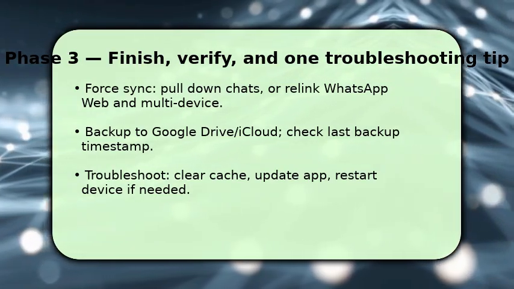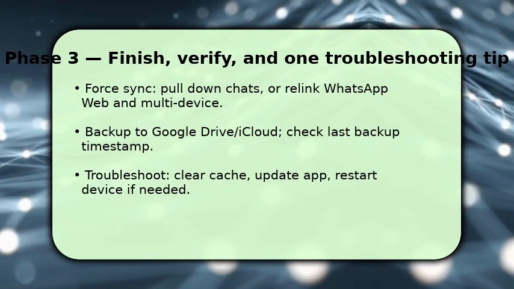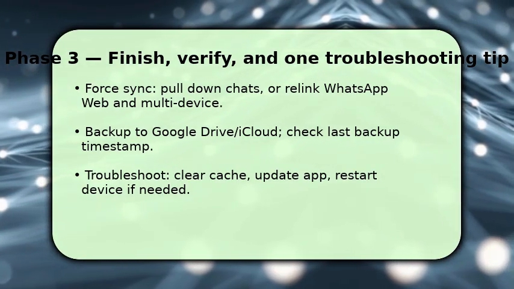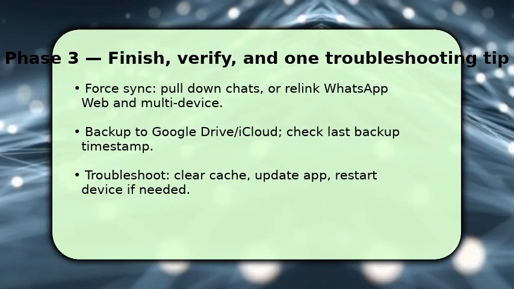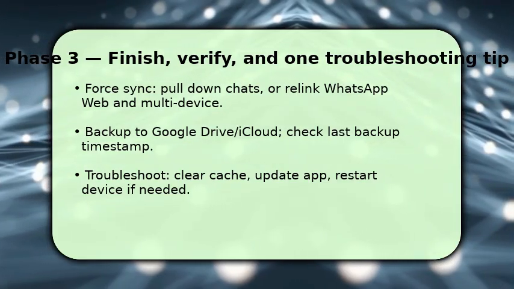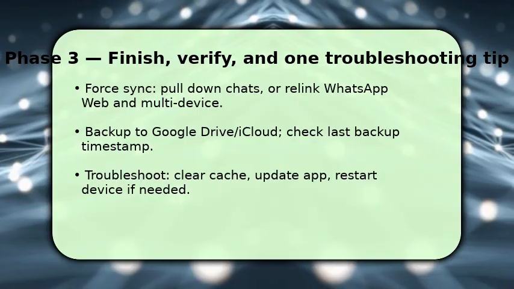If a message is still missing, clear the app cache, update WhatsApp from the store, and restart your phone. These steps resolve most sync and display issues. If problems persist, reinstall as a final measure.